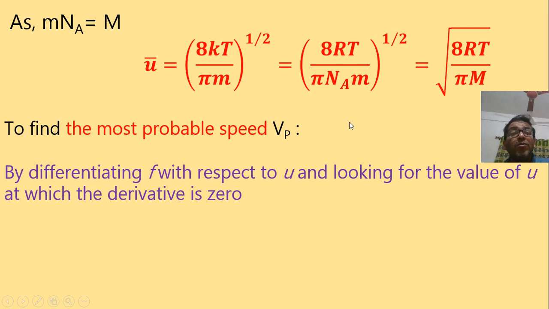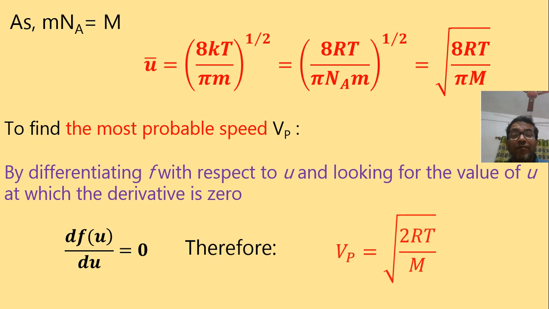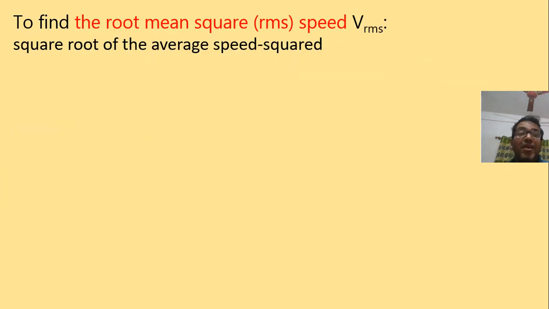Now we will find the most probable velocity. For that we have to differentiate, because the maximum number of particles is at a particular value of u. So the derivative of this, it is a constant, means if we take the derivative, we will get 0. Therefore we get Vp equal to root under 2RT by M. You can try this on your own, and you will get the same.